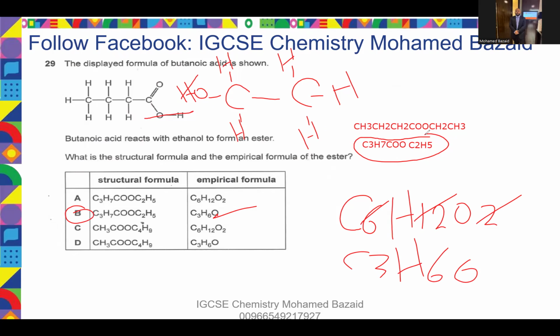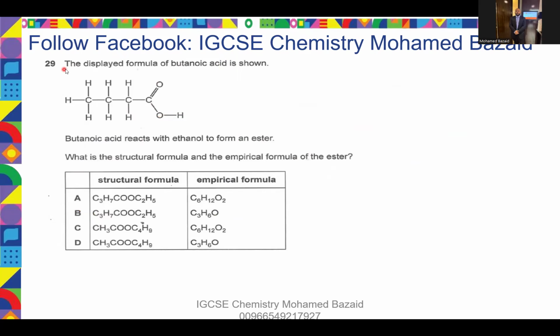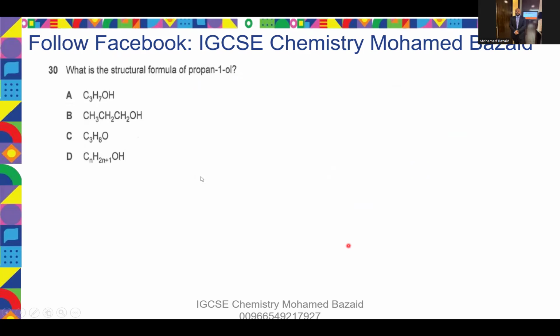So the structural formula is C3H7COOC2H5, and after you simplify to the molecular formula, it is C3H6O. So this is the answer of equation 29. Answer is letter B. Next one.